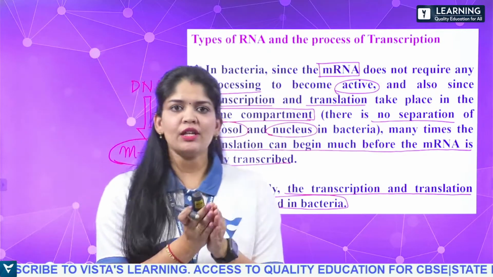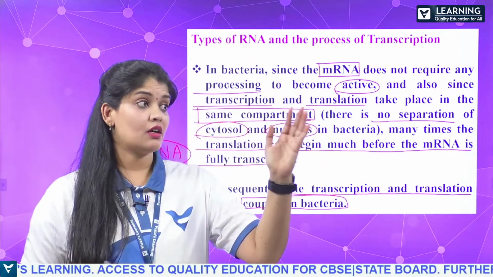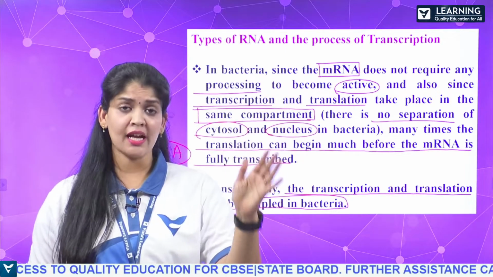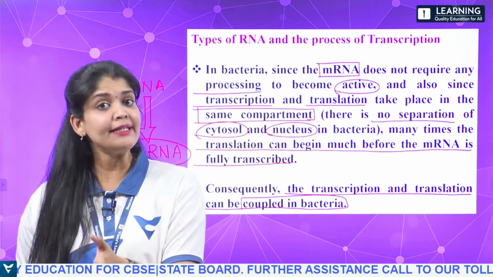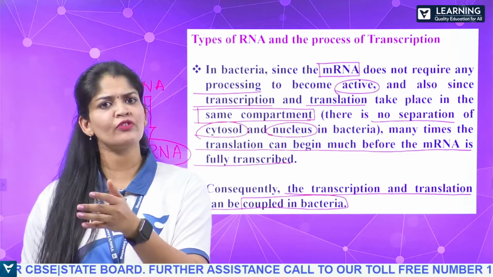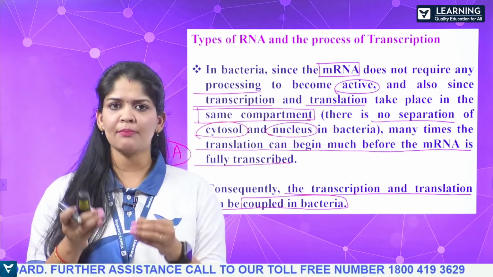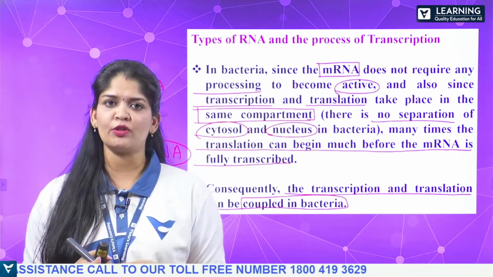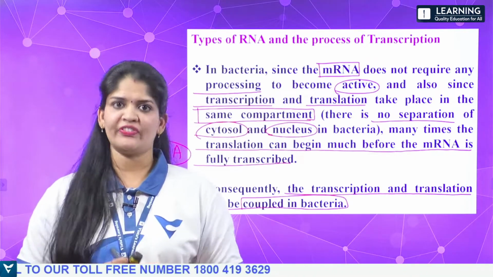So, in eukaryotic cells, we see that transcription has to begin and it has to continue and it has to end properly, which leads to the formation of an mRNA. Just now we said that the mRNA which is produced in the eukaryotic cells is initially inactive.